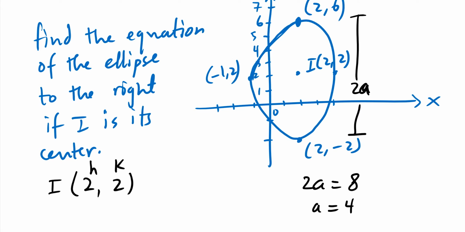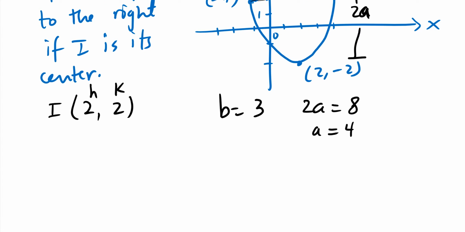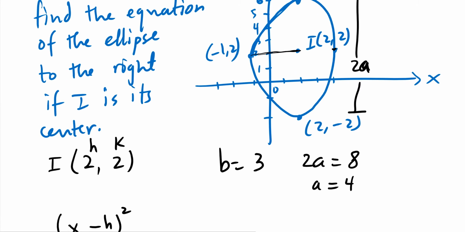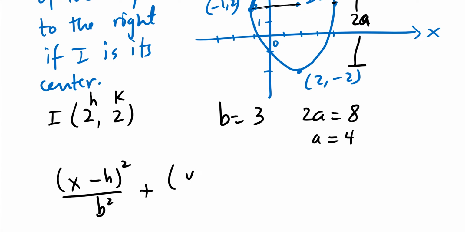How do I find b here? Well, if you don't know the point on the other side, b is the distance from here to here, which is 1, 2, 3 units. So b is 3 units. So when we write the equation, remember the ellipse is opening up and down. So the equation would be (x minus h) squared over b squared, plus (y minus k) squared over a squared equals 1.